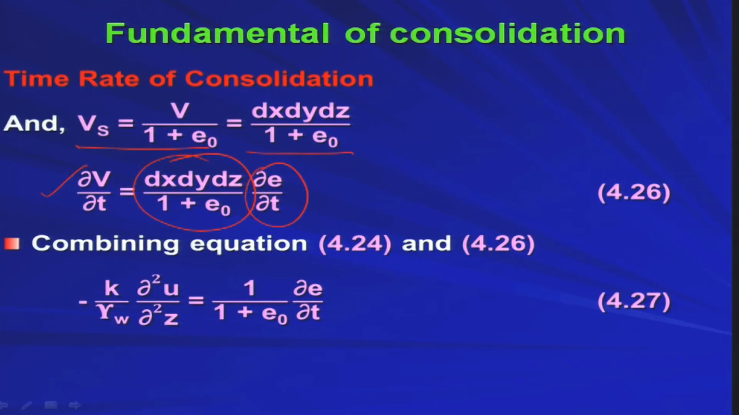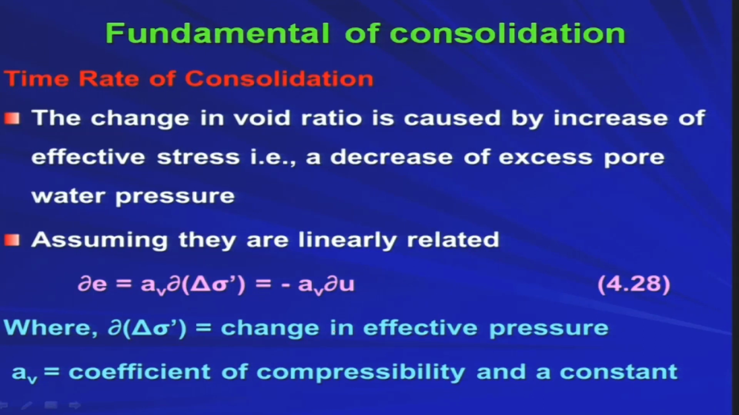Now, combining equation 4.24 and 4.26, we will get minus k by gamma w del u del z is equal to 1 plus 1 by 1 plus e naught into del e del t. If you combine these two equations, you will get this expression. Now, the change in void ratio is caused by an increase of effective stress, that is, a decrease of excess pore water pressure, which we also know from our earlier discussion.